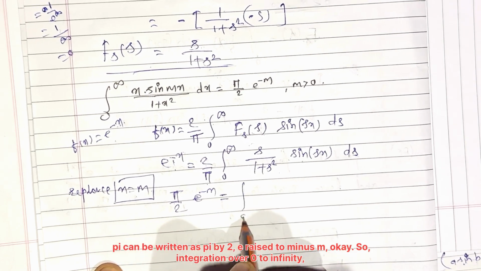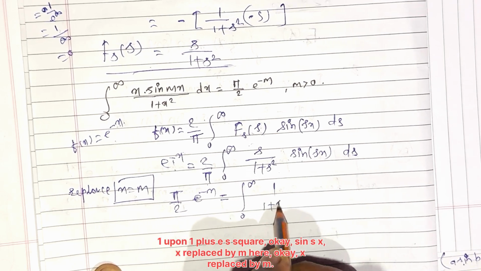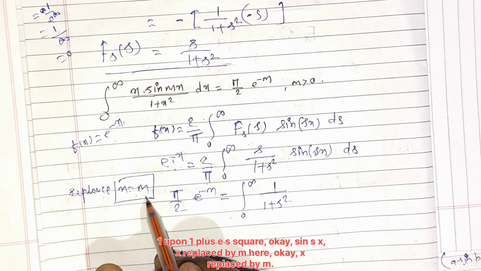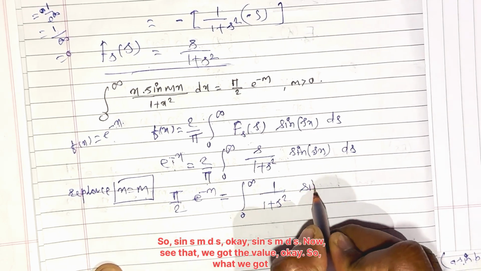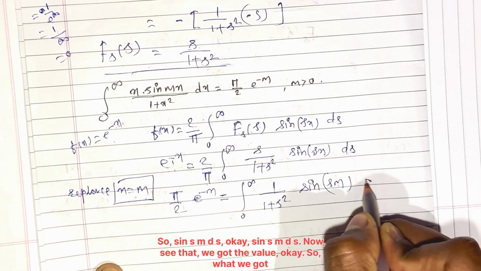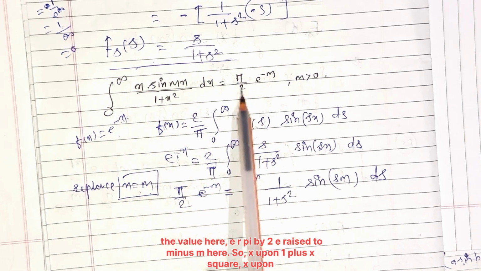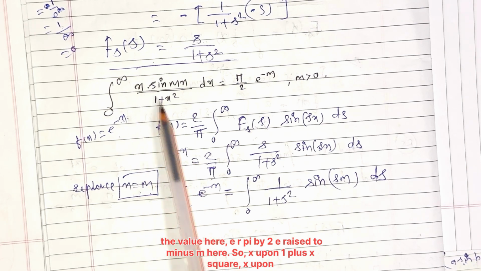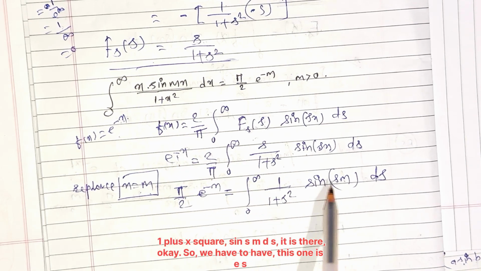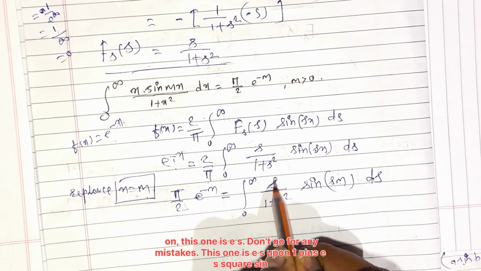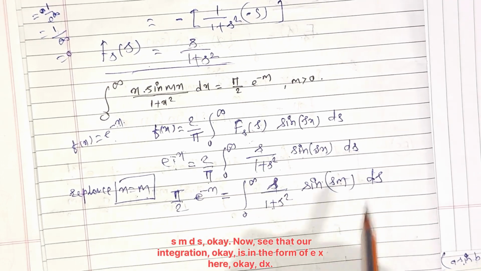So integration over 0 to infinity 1 upon 1 plus s square, sine s x with x replaced by m here, so sine s m ds. Now see that we got the value, pi by 2 e raised to minus m here. So s upon 1 plus s square, sine s m ds is there. Don't make any mistakes; this one is s upon 1 plus s square, sine s m ds.